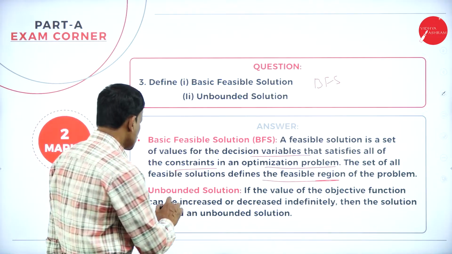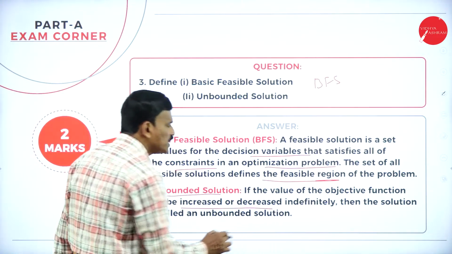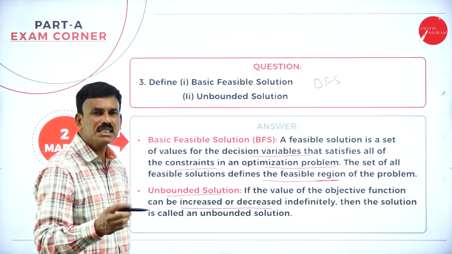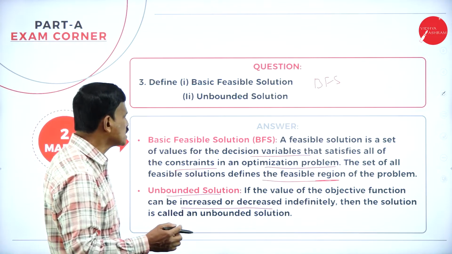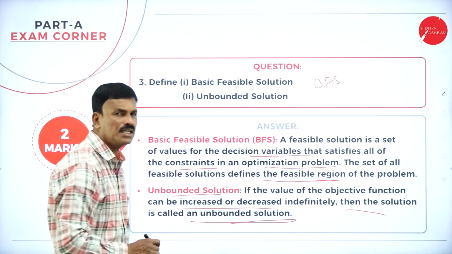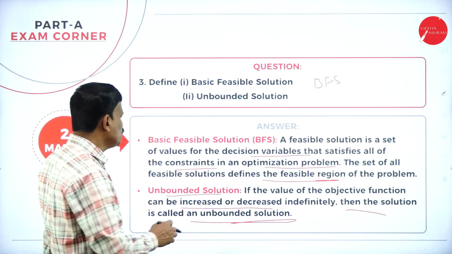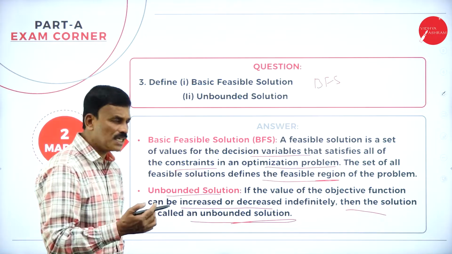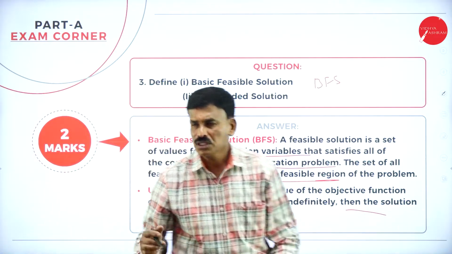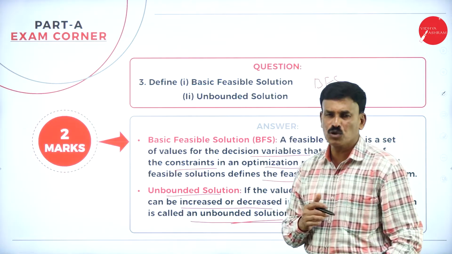Now, what is an unbounded solution? If the value of the objective function can be increased or decreased indefinitely, then the solution is called an unbounded solution. So these are the simple definitions of basic feasible solution and unbounded solution.